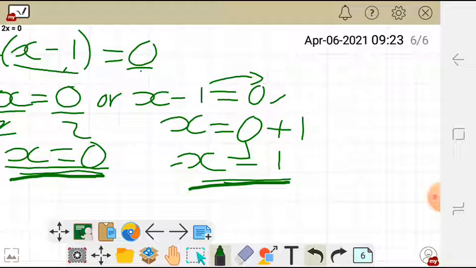Okay, that's how you can solve quadratic equations by the factorization method. Remember, we're going to have two values of x. Don't forget how you can solve this.